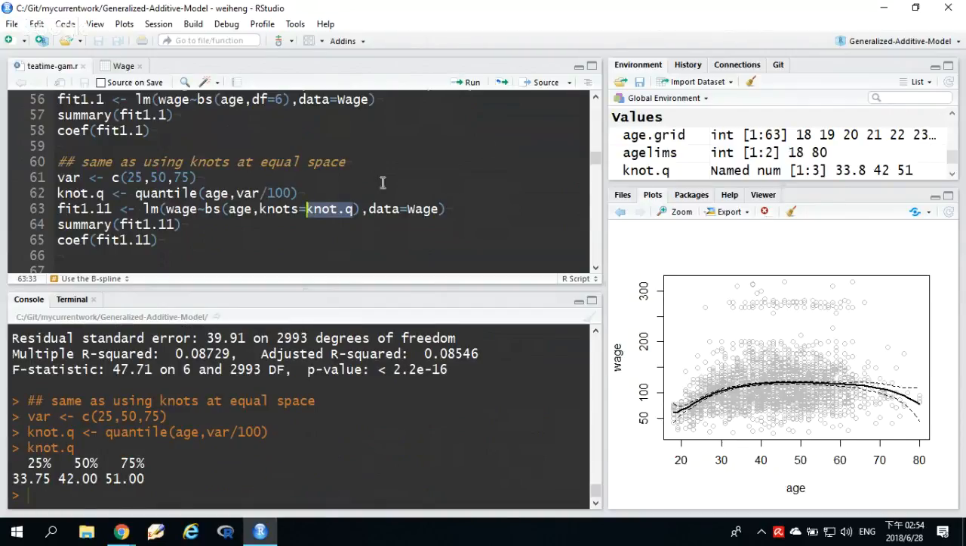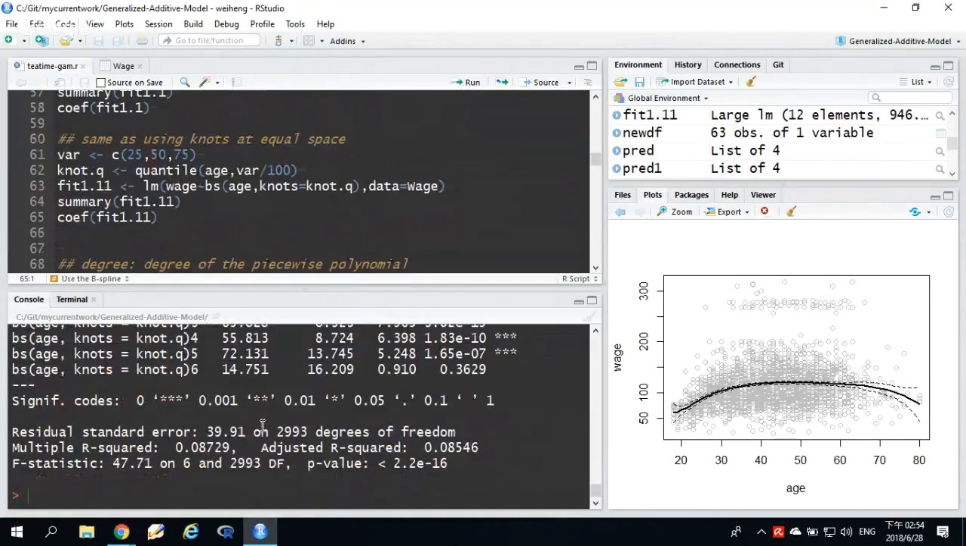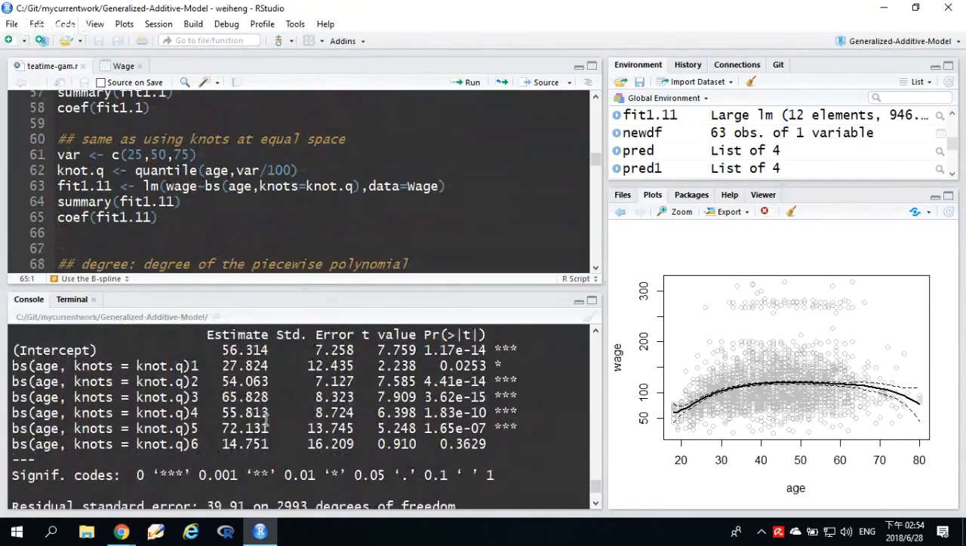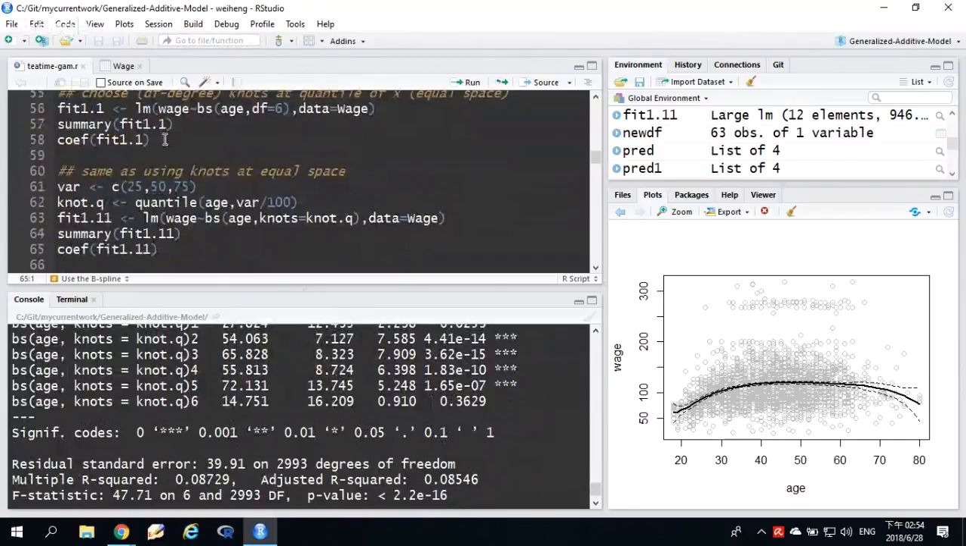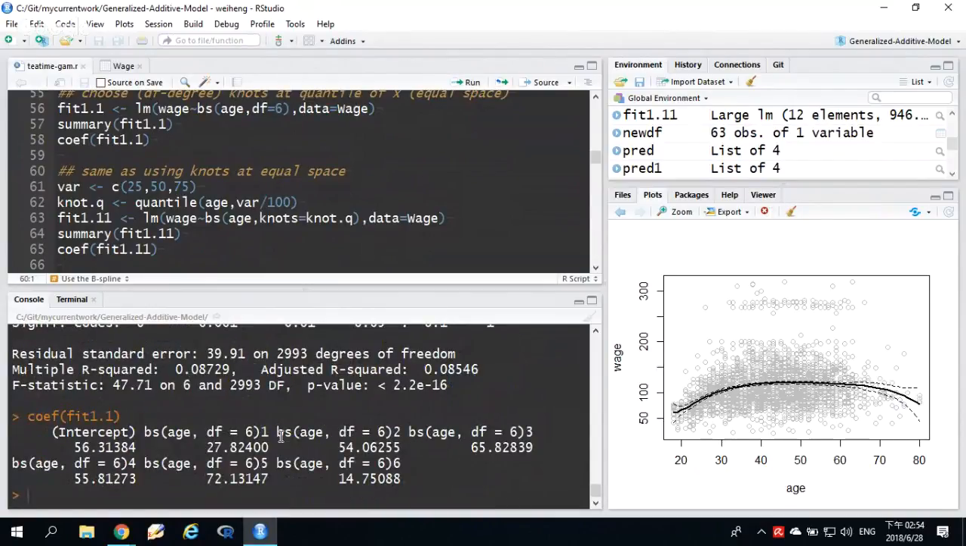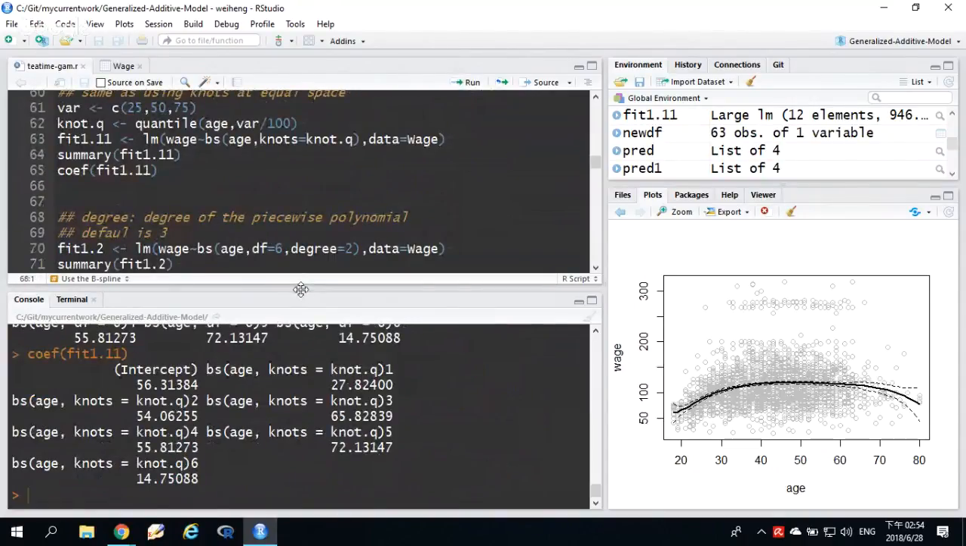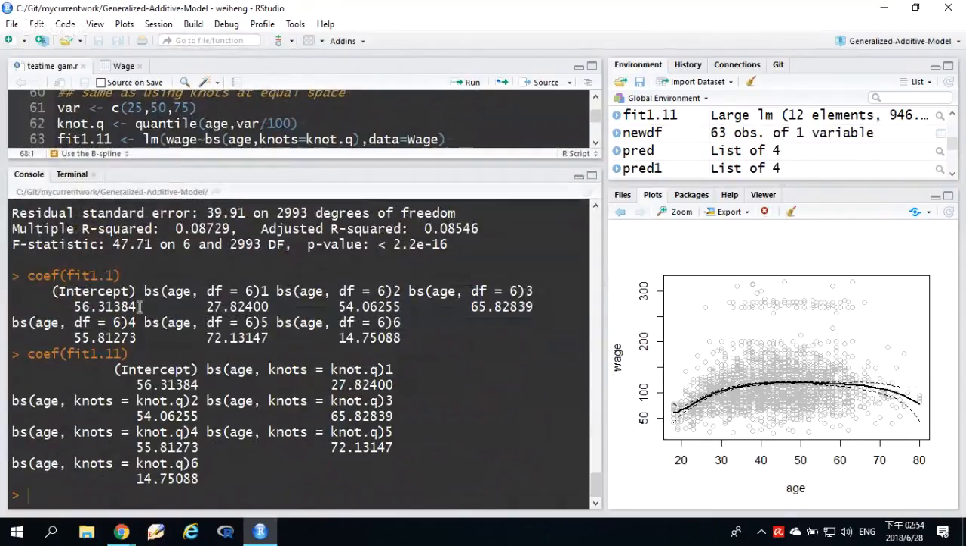So instead, you can choose the quantiles like this and put in the specific knots, and you can show the same results. I just compare it: when we choose df equal to 6, you can see the coefficients will be like this. And if we choose the corresponding knots, you can see these coefficients show the same thing.